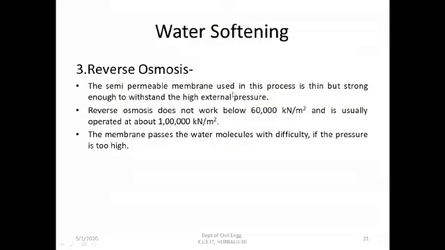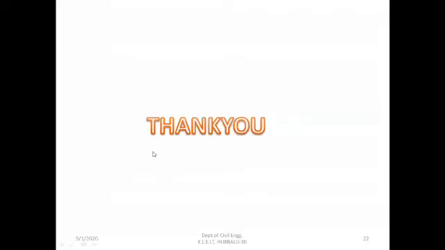The semi-permeable membrane used in this process is thin, but it is strong enough so that it can withstand the high external pressure. And also it is to be noted that it does not work below 60,000 kilonewton per meter square of pressure and is usually operated at about 1 lakh kilonewton per meter square of pressure. And the membrane passes the water molecules with difficulty if the pressure is too high. That is also one of the drawbacks. So that's all about the water softening methods which are being used to remove permanent hardness. Thank you.